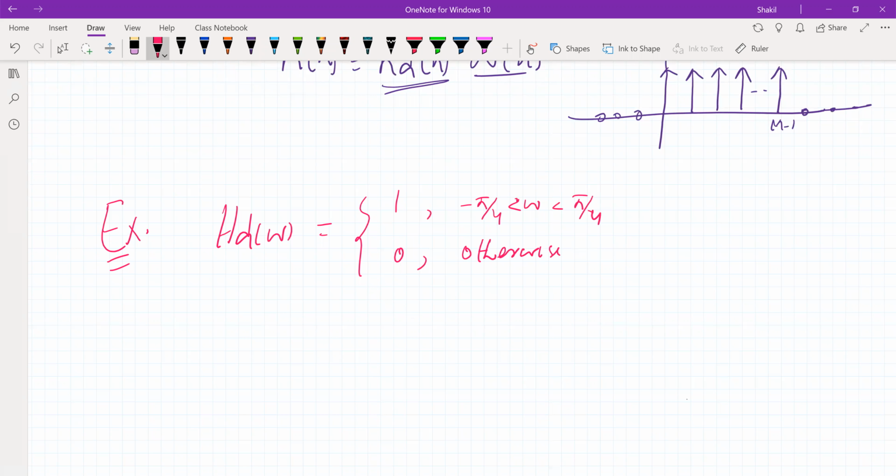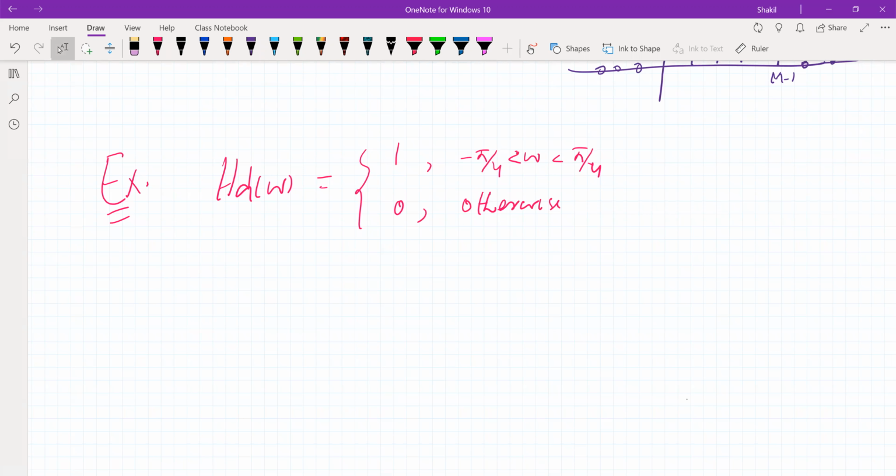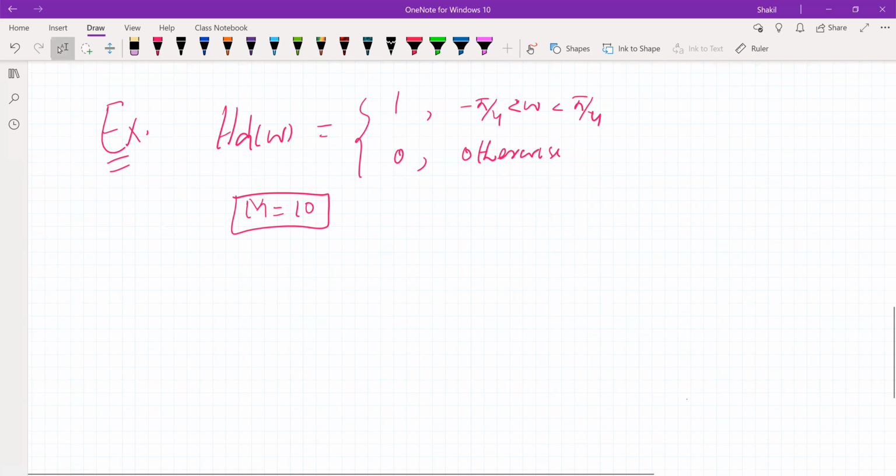So this is the desired filter response, and our goal is to obtain a FIR filter that has a size of 10 samples, meaning M is equal to 10. That's what you have been told to do, right? All right, so we'll start with this desired frequency response.